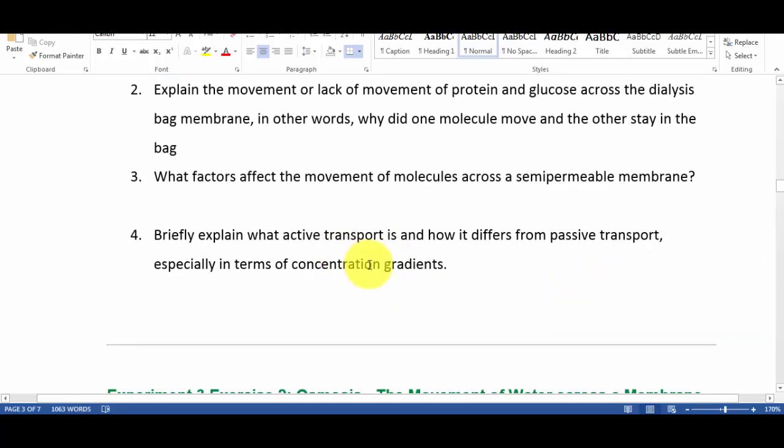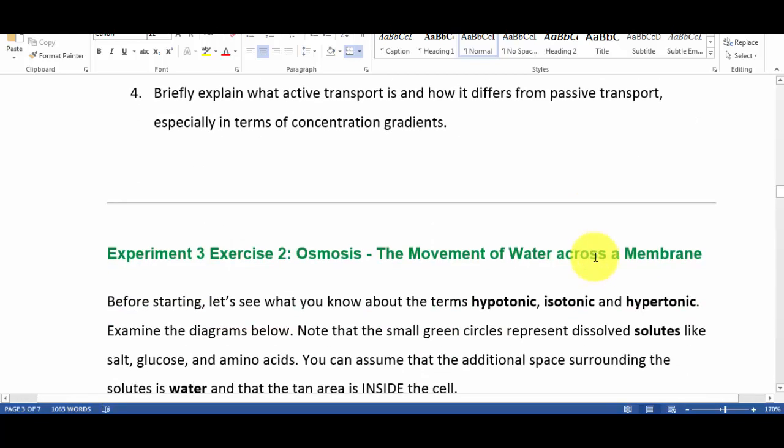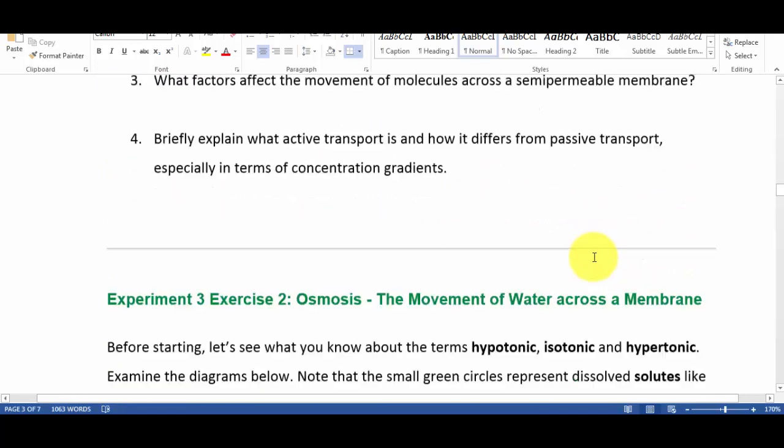Yeah, and just briefly explain active transport and how it differs from passive transport. So just two definitions, kind of a compare and contrast. How is one different than the other? There's one glaring major reason. We covered that tonight in class, and it's in your outlines in a PowerPoint. Okay, so that's the first part of your experiment.